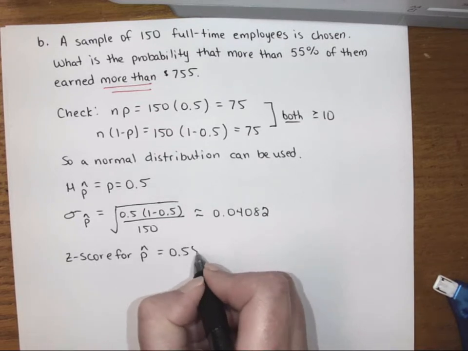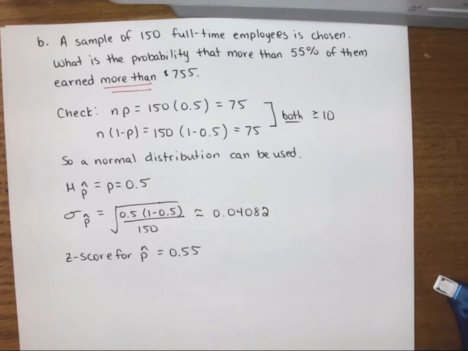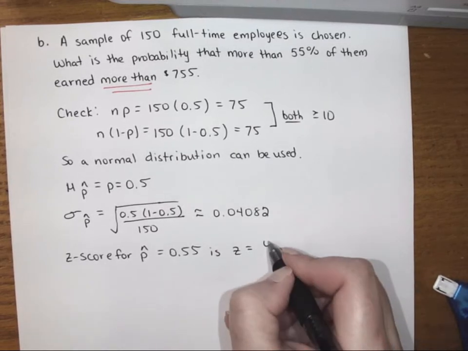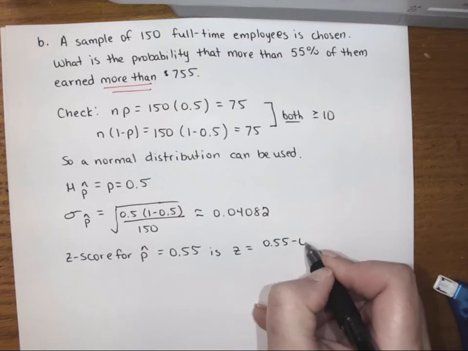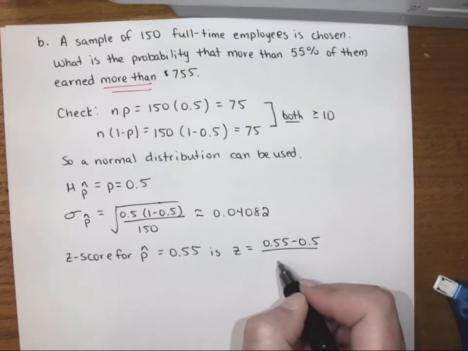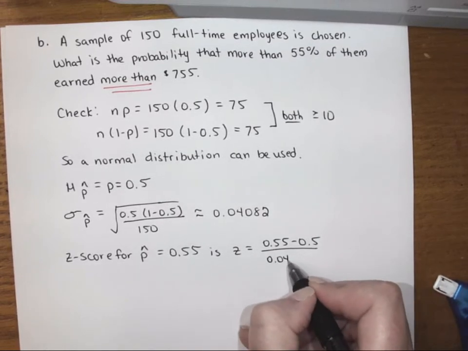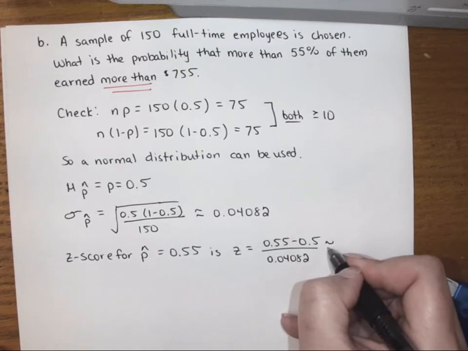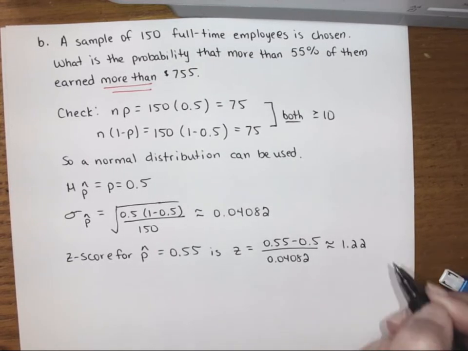All right, so we want to go more than 0.55. So first, as always, to read the chart, we must know a z-score. So 0.55 minus the expected 0.5, and then divided by this standard deviation that was 5 digits long. So we end up getting 0.122.